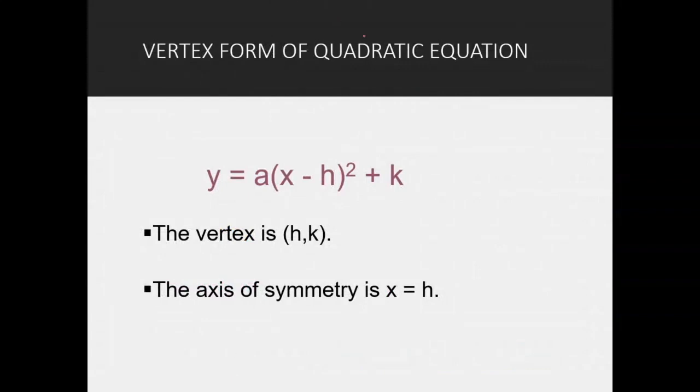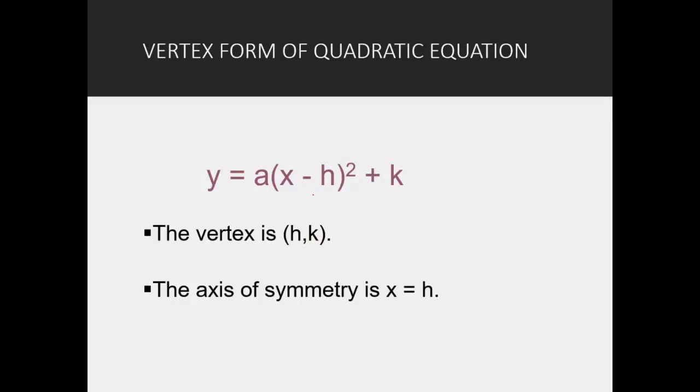So we're going to start with what's called the vertex form of the equation. The vertex form looks exactly like this top line here: y equals a(x minus h) squared plus k. The vertex in this equation is going to be (h, k).